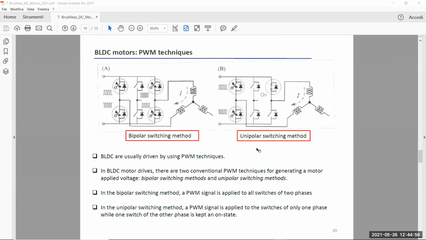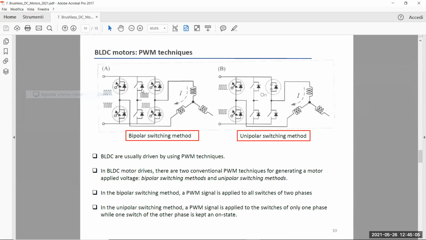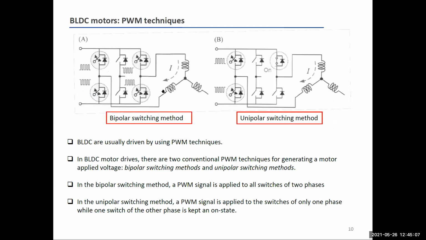Basically, these slides show you the two basic pulse width modulation techniques that can be employed for BLDC motors. On the left, you can see the so-called bipolar switching method, and on the right, you can see the unipolar switching method. Basically, the names are the same that we have for, remember, the bidirectional converters, or the one-phase inverters, etc.